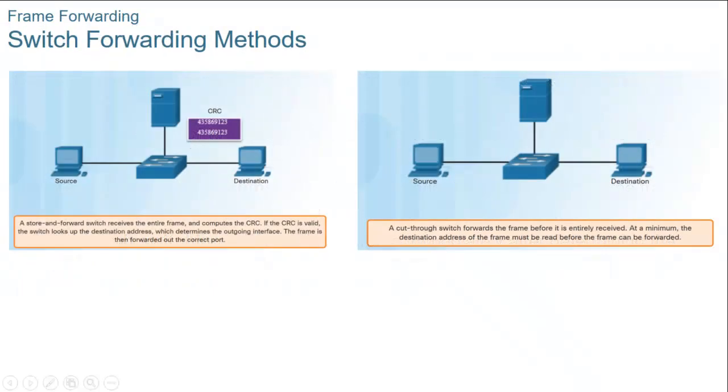Store and forward receives the entire frame, computes the CRC, cyclic redundancy check, and if the CRC is valid, the switch looks up the destination address, which determines the outgoing interface, and then the frame is forwarded out the correct port. If there is an error, it will not be forwarded. Cut-through switching forwards the frame before it is entirely received. At a minimum, the destination address of the frame must be read before the frame can be forwarded. That is logical. If you want to forward, the very least you need to know is the destination where it is going to.